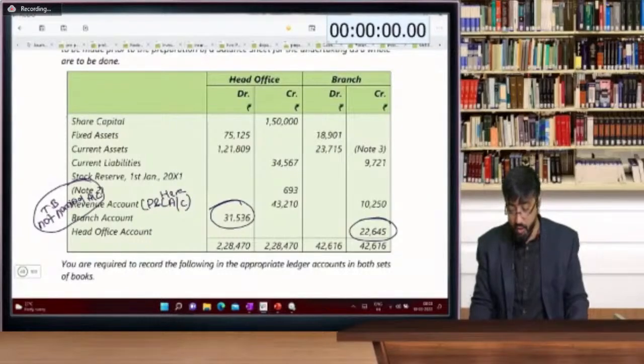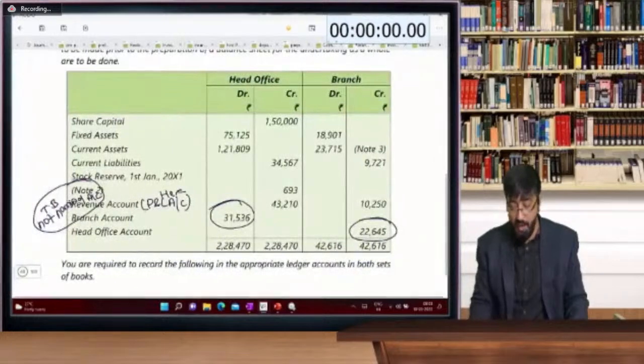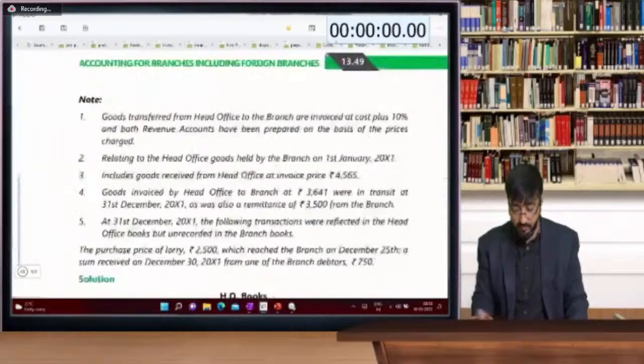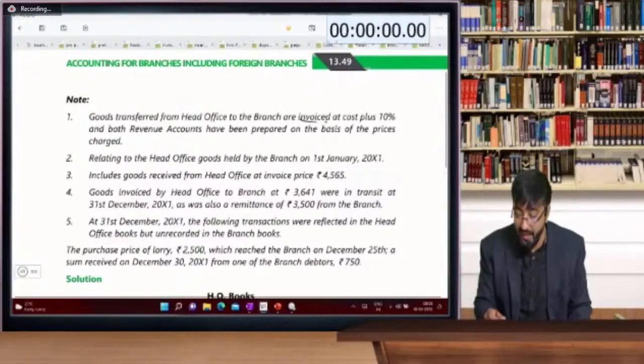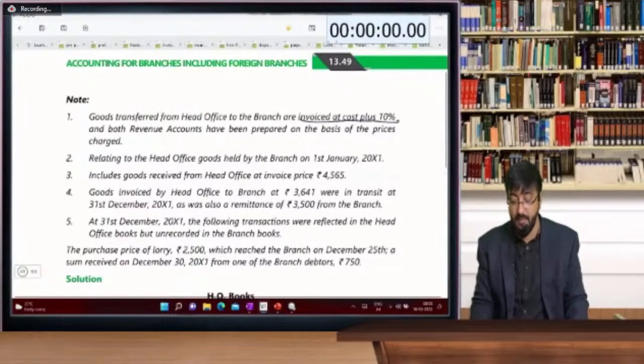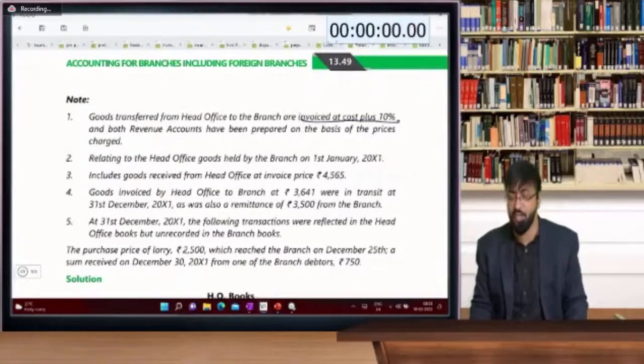You are required to record the following transactions in the ledger accounts. So ICI has asked you for appropriate ledger accounts. We are not aware about which ledger accounts we have to open. That I will tell at the end. So appropriate ledger accounts. Goods transferred from head office to the branch are invoiced at cost plus 10%, and both revenue accounts have been prepared on the basis of prices charged.